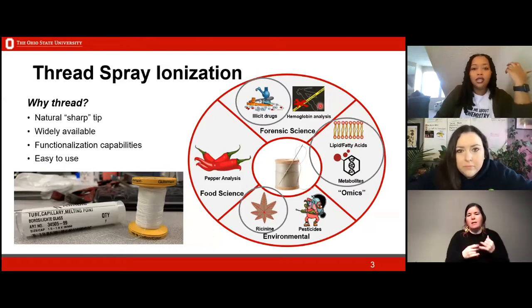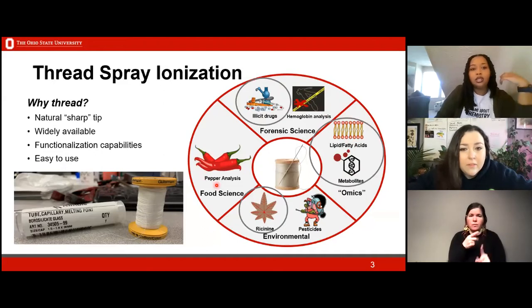Sierra, on the other hand, also did a forensics project and she looked at food. So she's looked at peppers, she's looked at oranges and apples, all with a piece of thread. So it's pretty cool.